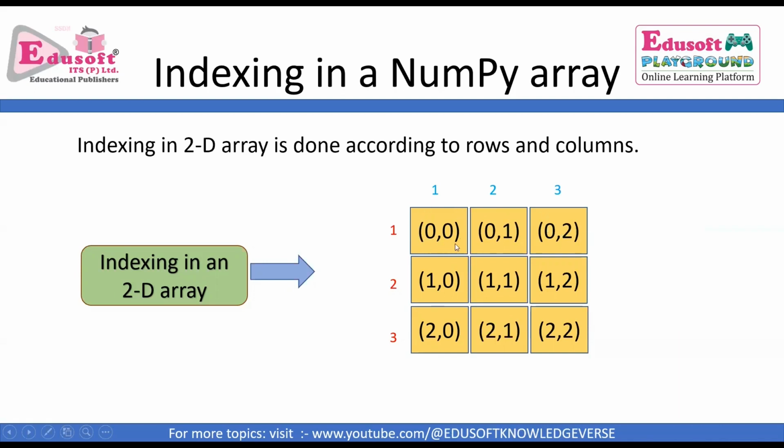Coming to the first block, that is 0, 0. The first 0 specifies the row index and the second 0 is specifying the column index. It means the element at index 0, 0 is in row 1 and column 1.